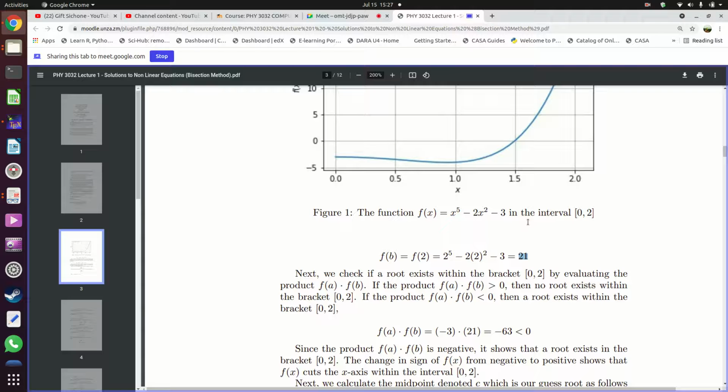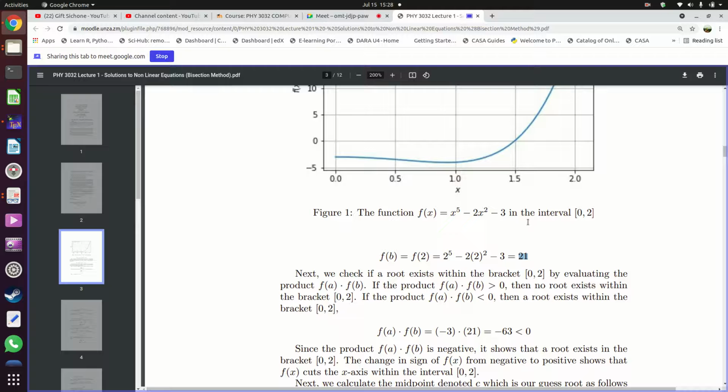So that shows you that the function has crossed the x-axis somewhere in between here. It doesn't say exactly where, but it just tells you that in between A and B, the function has crossed the x-axis. Is that clear?